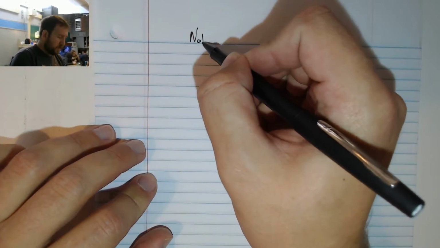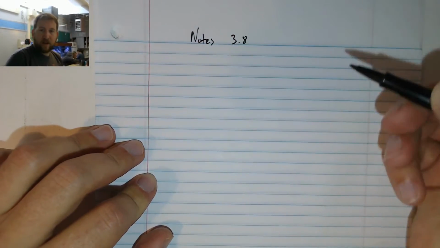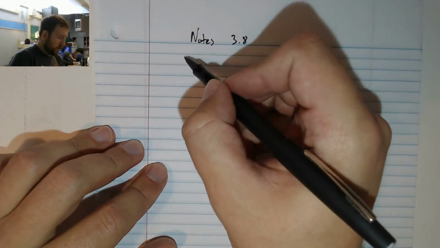Alright, we're going to do quickly the notes for section 3.8, and this section should be a fairly easy one because it mostly uses estimation strategies and tricks that we have already used. So let's quickly put our little title up at the top. We're going to do notes for section 3.8. And our title here is Estimation with Fraction Subtraction.